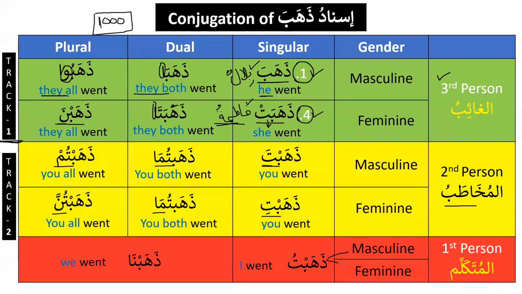And then we have the third person, which is the same for the masculine and the feminine. So it will be dhahabtu, and the doer is tu, and dhahabna, the doer is na, and it is also the same for feminine and masculine.